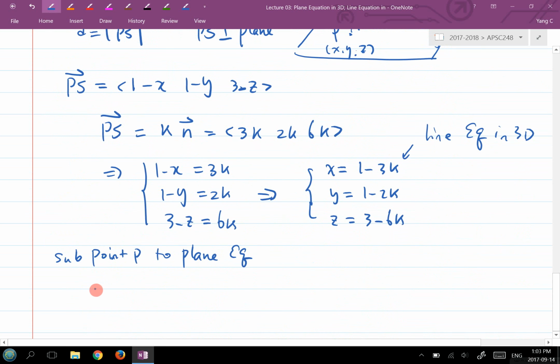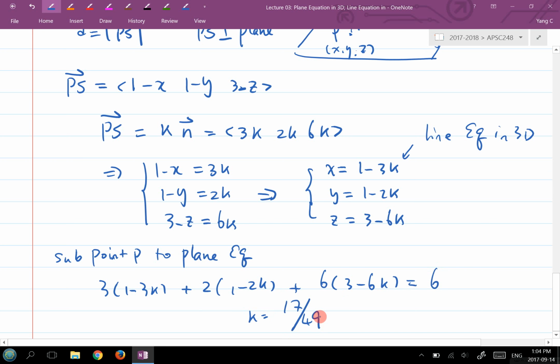So then we end up with 3 times y minus 3k, that's x, plus 2 times y minus 2k, and that's y, and then 6 times 3 minus 6k, that's for z, equal to 6. Okay. So now things are fairly clear. You have one equation, one unknown, which is a small k, and then you can solve for the small k. So you get k equal to 17 over 49.